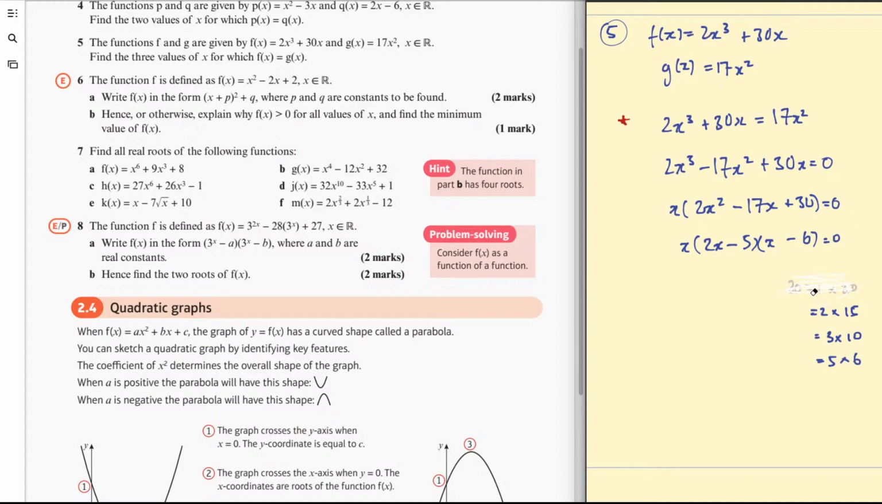Okay. It's always nice when you can factorize. And then our solutions are either x equals 0, 2x take 5 equals 0, so therefore x would equal 5 on 2, or x equal to 6. That's our three values for x.